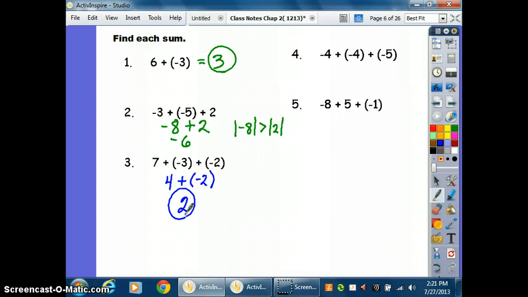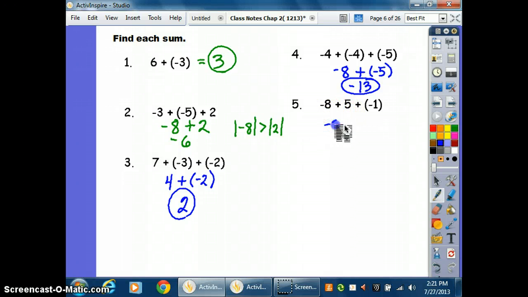Number 4, order of operations: negative 4 and a negative 4. The signs are the same. You add them, and you keep the negative sign. That's a negative 8. Step 2. Now we have a negative 8 and a negative 5. They're both the same, so we add them, and they're both negative, so we keep the negative sign. Negative 13.